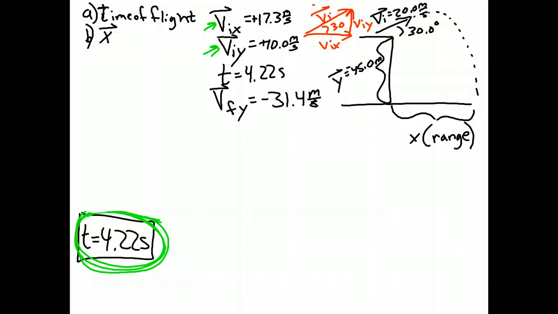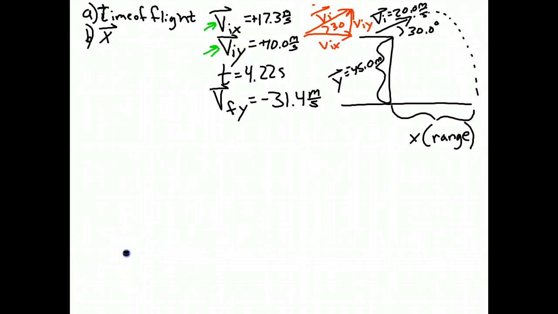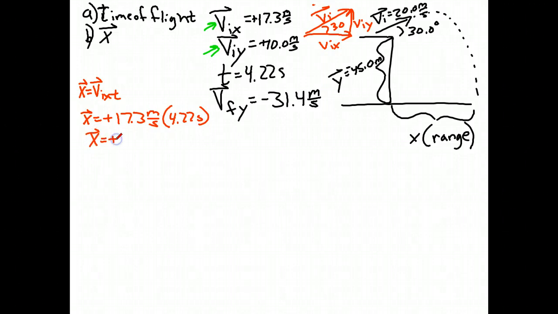Okay, so let's go ahead and solve for the range. Remember that the range is the x. So x is equal to VIXT. X then will be equal to positive 17.3 meters per second times the total time of flight. And my final x value is going to be positive 73.0 meters from the edge of the building.